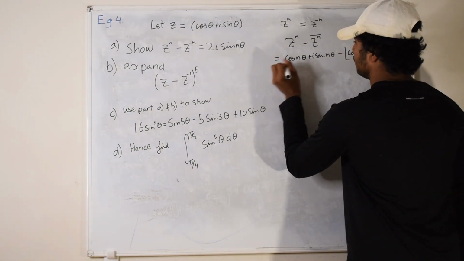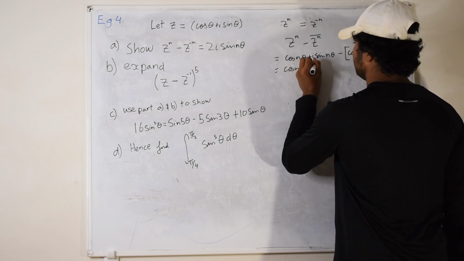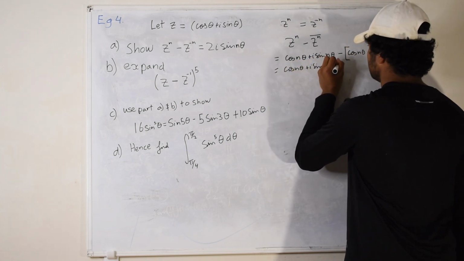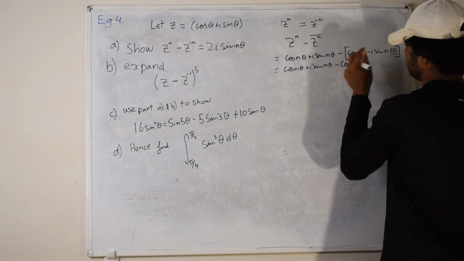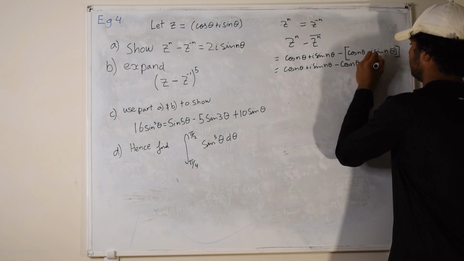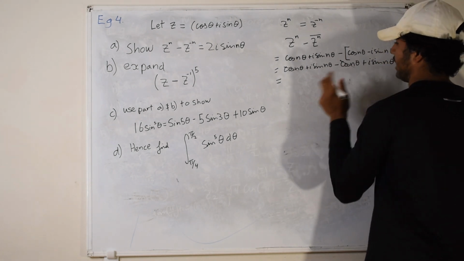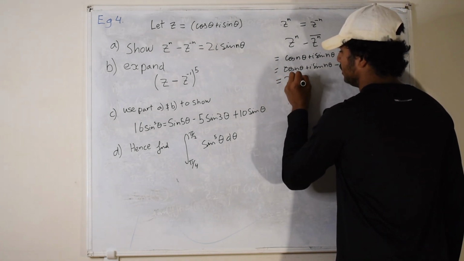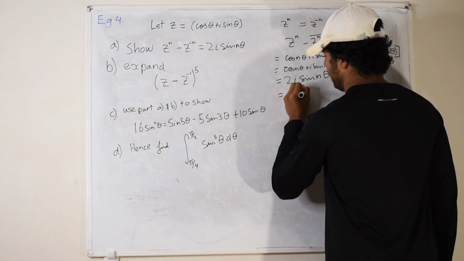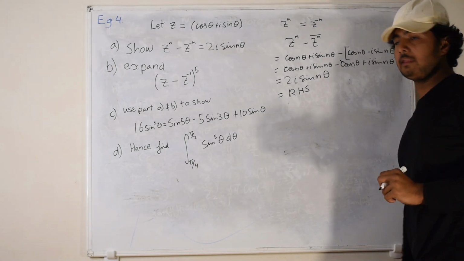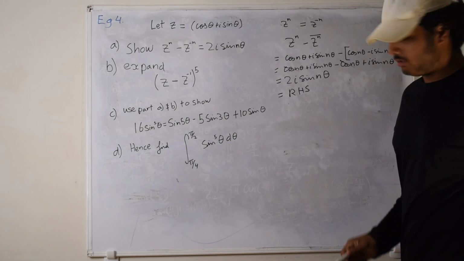Simplify that further, cos n theta plus i sine n theta minus, we've got a minus here, cos n theta, and the minus minus then becomes a plus, plus i sine n theta, which then this and that cancel and that add together, which is 2i sine n theta, which equals RHS. So that's how you do part A. Now we'll go on to part B. Let me write this out.